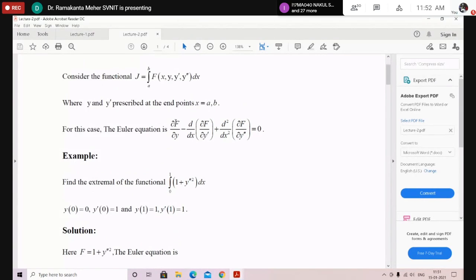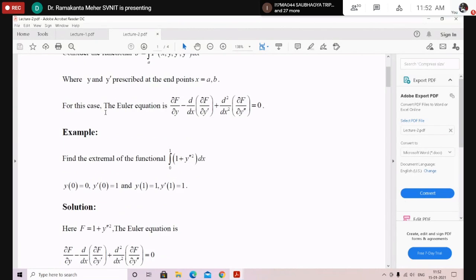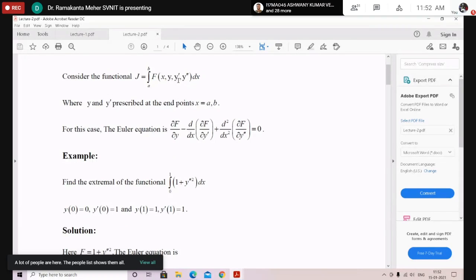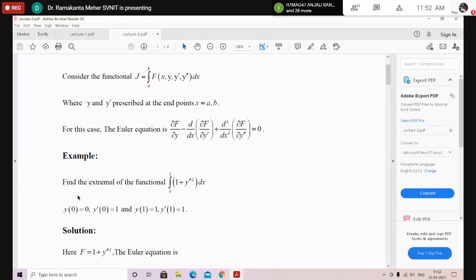So while we are considering a function that contains derivatives up to second order to find the extremal of that functional problem, in that case we need 4 conditions. In the previous case, we have taken the derivative up to first order, so we need only 2 conditions for finding the extremal of the functional. Now, if we extend further, suppose y is extended up to third order, y triple dash, then we need 6 conditions for finding the extremal of the functional or the variational problem.